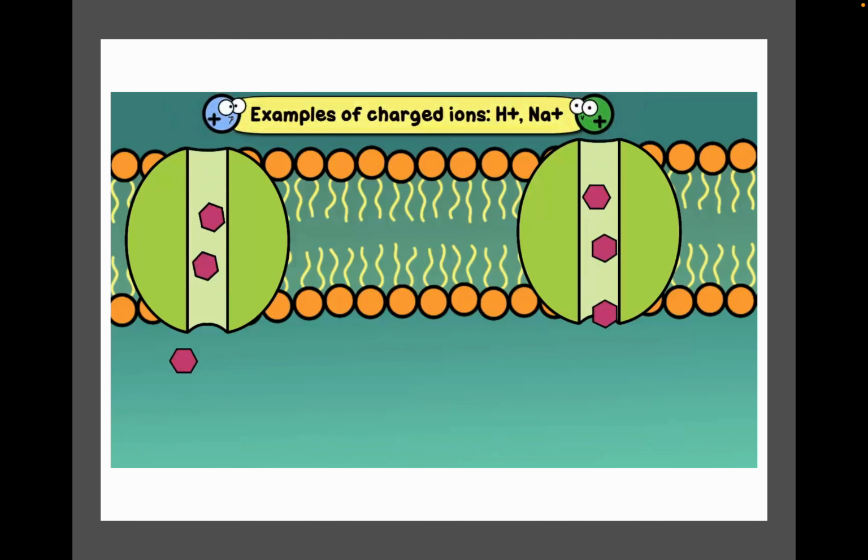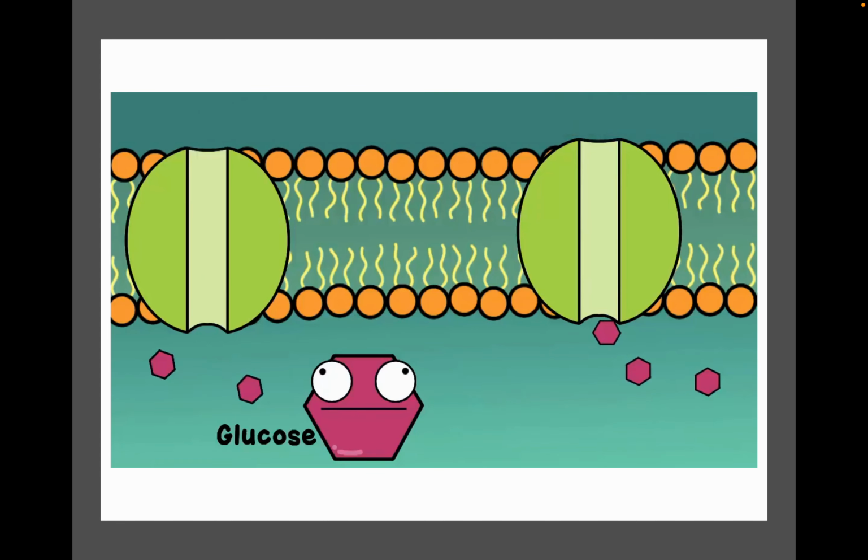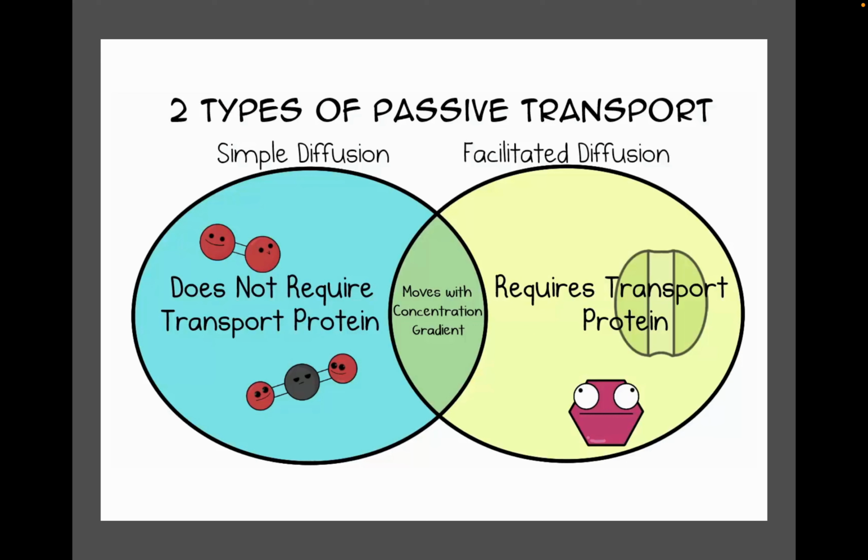Charged ions often require a protein channel in order to pass through. Glucose needs the help of a transport protein to pass through. In osmosis, for water to travel at a fast rate across the membrane, it passes through protein channels called aquaporins. So these are all examples of facilitated diffusion, which is a type of passive transport and moves with the concentration gradient of high to low concentration.